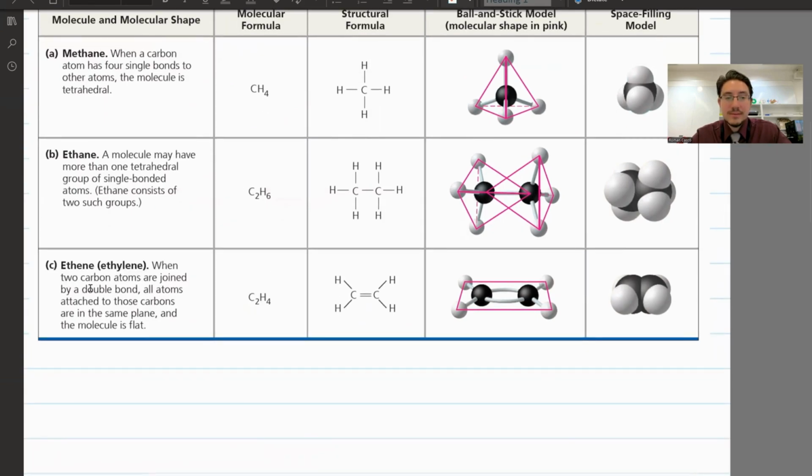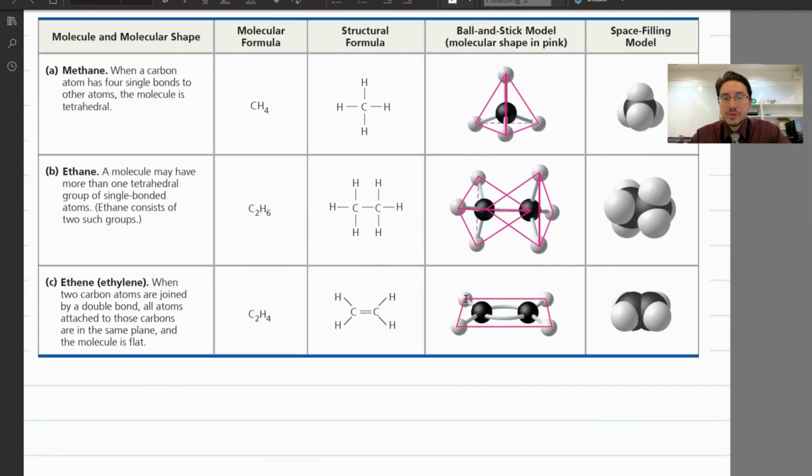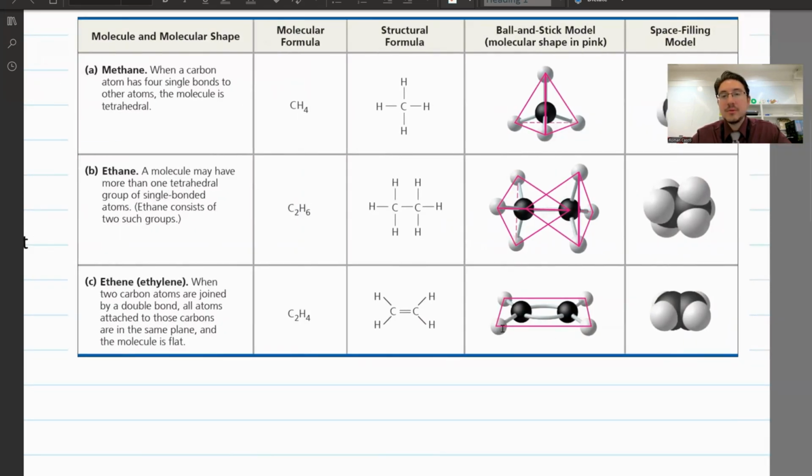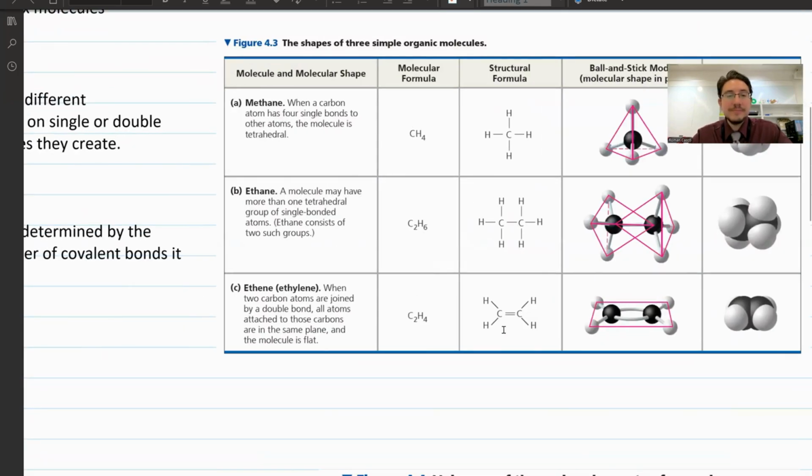And then you have ethene or ethylene, right? When two carbon atoms are joined by a double bond, all atoms attached to those carbons are in the same plane and the molecule is flat. So quite interesting, just by creating a double bond between the two carbons, you're creating a different structure, of course, but you're creating a different 3D structure also. So here you have tetrahedral structures. Here you have a planar structure, right? Flat plane. Okay. And again, that would produce different properties of that molecule.